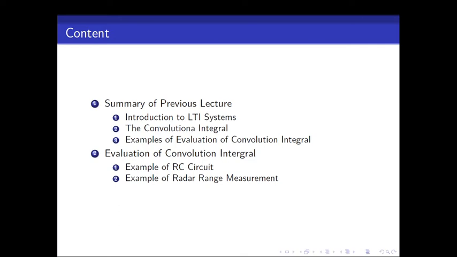Then the second example is a very important application of the convolution: radar range measurement. That means we want to find the object's distance from the radar, and for that we transmit an RF signal, and the RF signal is reflected from the object. So an echo comes from the object and is received back at the radar, and we want to estimate the distance of the object.